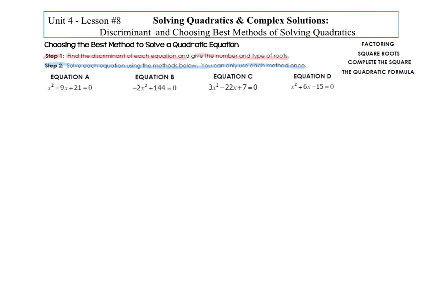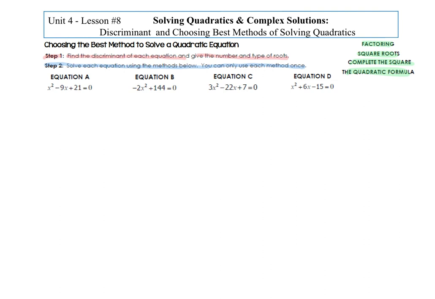We're going to use each of these four equations listed over here, and each of these methods: factoring, square roots, completing the square, and the quadratic formula. We have to match them up with equations A, B, C, and D, based on where each method would work best. Again, first we're finding the discriminant.